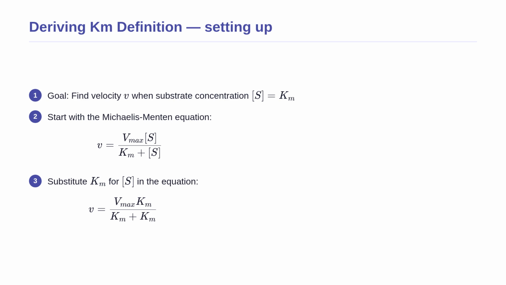Our first mathematical step is to substitute the variable Km in place of the substrate concentration, S, wherever it appears in the formula. This substitution represents the specific physical condition we want to test. By doing this, we set up the equation to reveal the exact relationship between the initial velocity and the maximum velocity under these specific conditions.